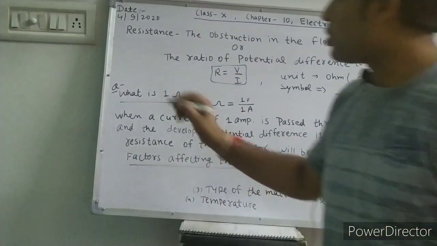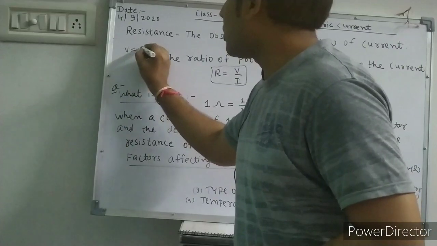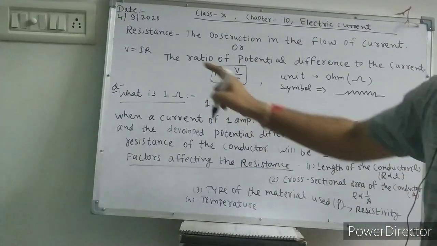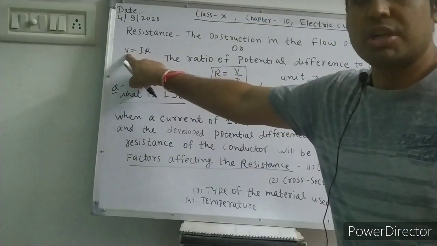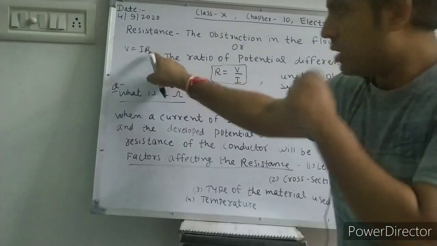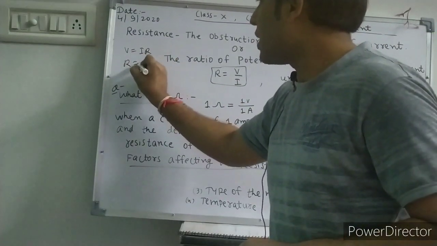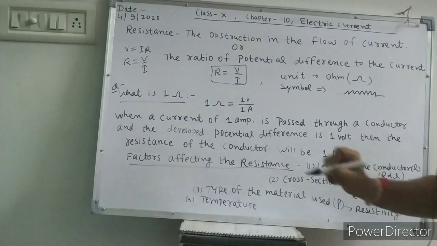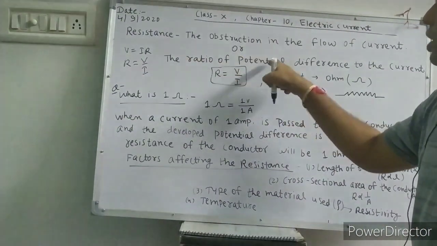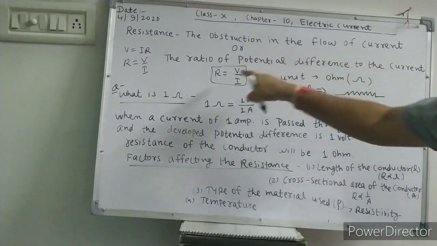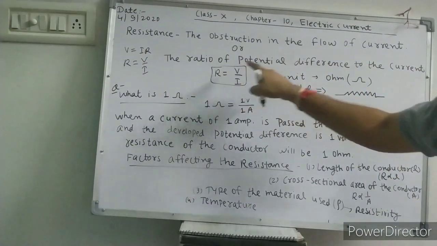And in Ohm's law you have seen V equal to IR. Here V is the potential difference, equal to I into R. So from here R equal to V upon I. So another definition of resistance is the ratio of potential difference to the current.